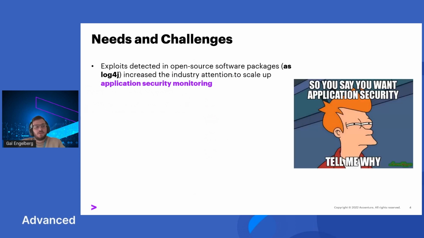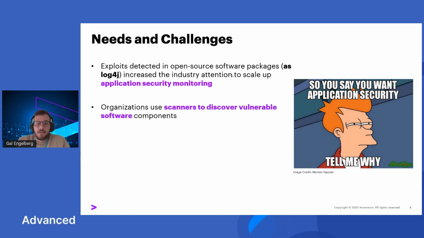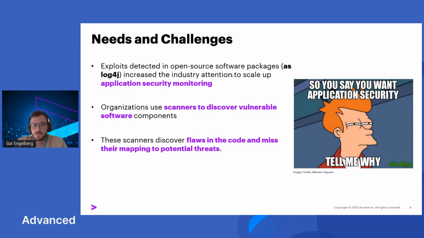Recently, a lot of exploits have been detected, especially in open source software packages such as Log4j. All of these incidents increased the industry attention to scale up application security monitoring. In order to do so, organizations are using scanners or other collectors to discover vulnerable software components. However, these scanners discover flaws in the code but miss the mapping of the flaws to potential threats.